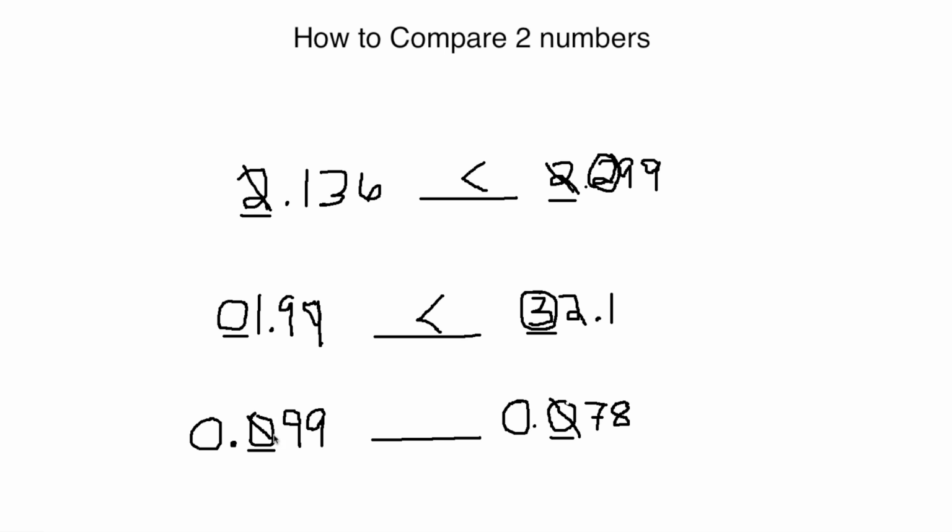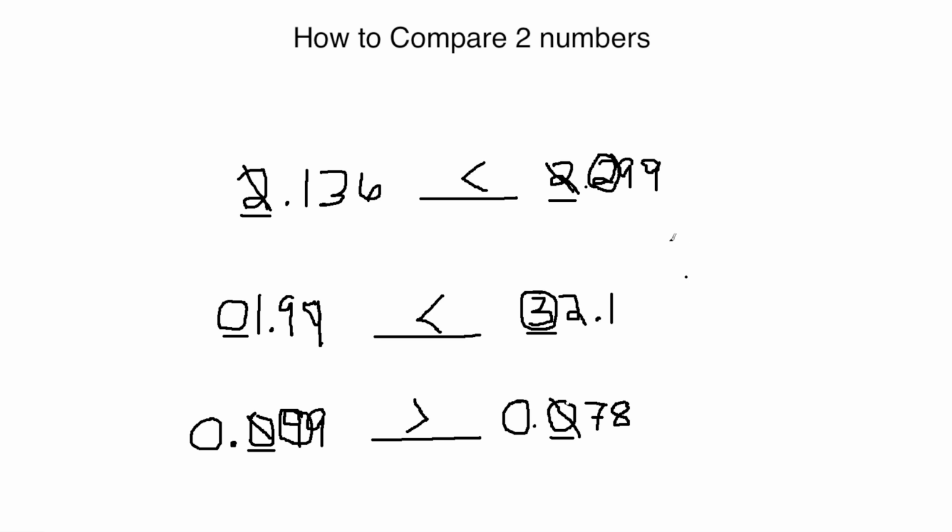value. Then we go to the next place value, the hundredths. We have a 9. We have a 7. Well, let's circle the 9 because 9 is greater than the 7. Therefore, 99 thousandths is greater than 78 thousandths. Let's go with one more.